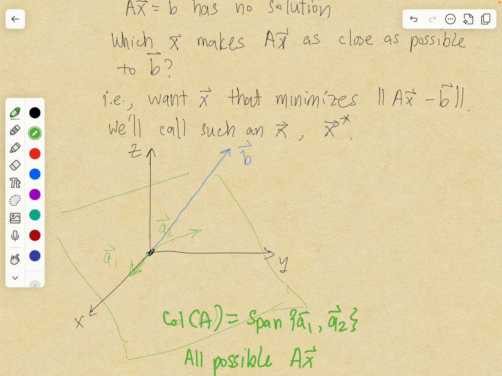Now which Ax? The possible Ax's are on this plane. Which Ax will be closest to b, this blue vector b? Well, if you think about it, you want the distance from b to the plane. So the distance from b to the plane is what you get by dropping a perpendicular, so it makes a 90-degree angle with the plane. And then this vector is going to be the Ax that's as close to b as possible.